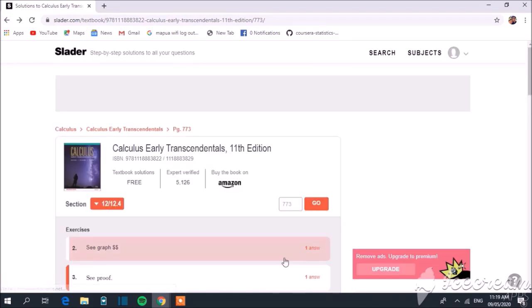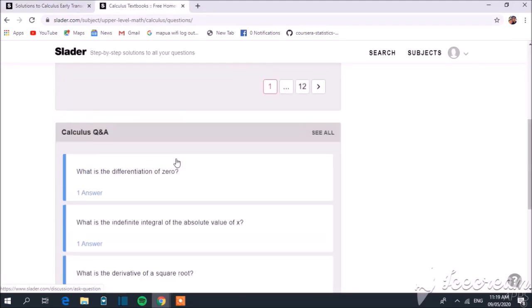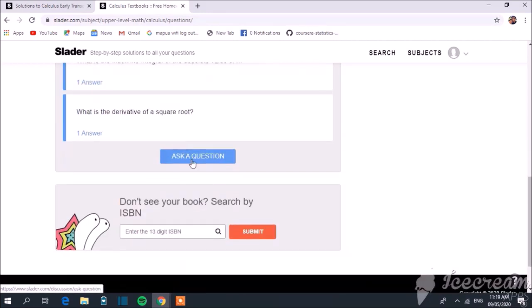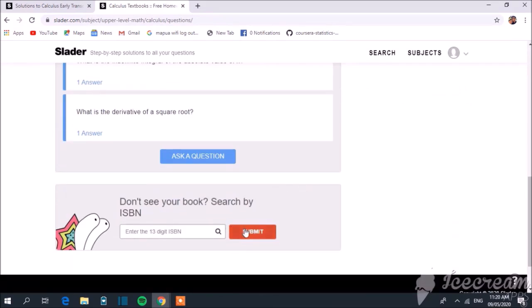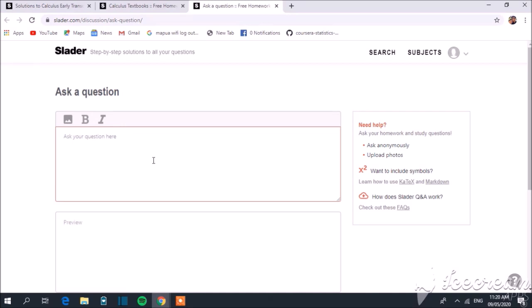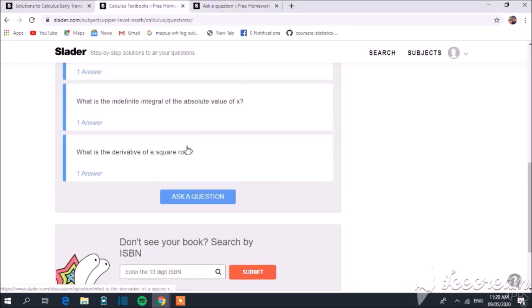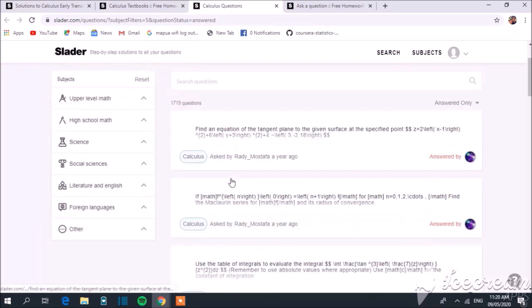So wait, let's try something. Let's actually search a question. These are questions that have been searched recently. So let's ask a question here, shall we? You can type any question here, and you can actually submit it, and people will try to answer that. But wait, let's see if you can type. Yes, you can search questions. You can search questions that are similar.